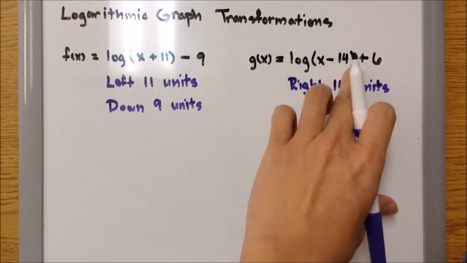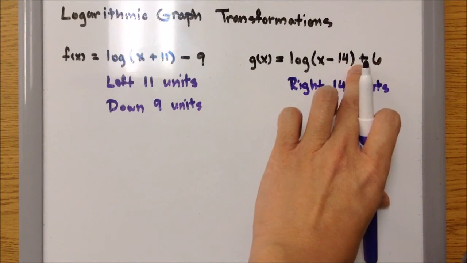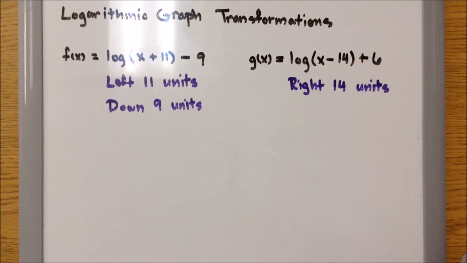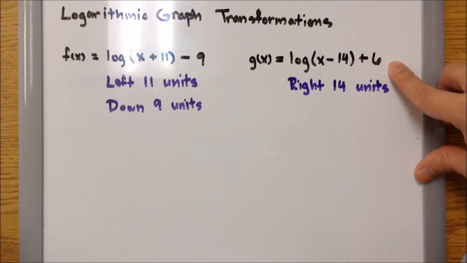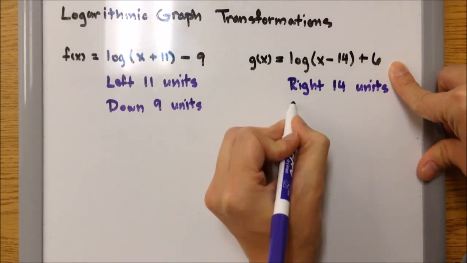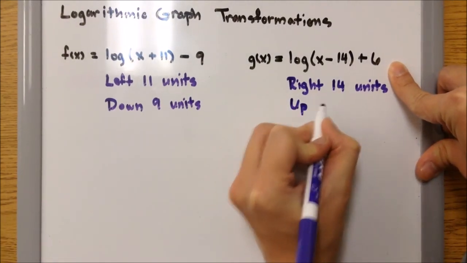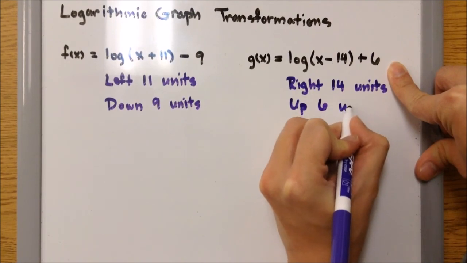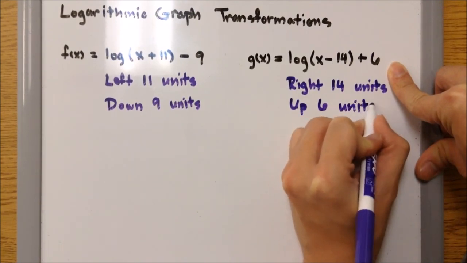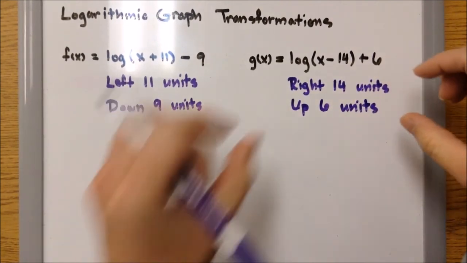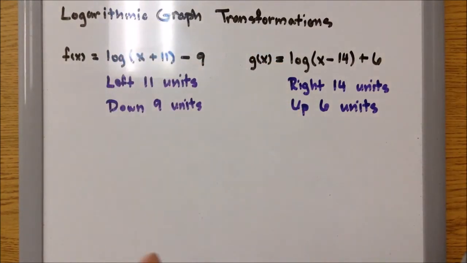Alright, we finished with that part. Next is the plus 6. It's outside of the parentheses, it's after the x, so again, the transformation would be going up or down. In this example, plus 6 means that it's going up 6 units. And that's all the transformations for example 2.